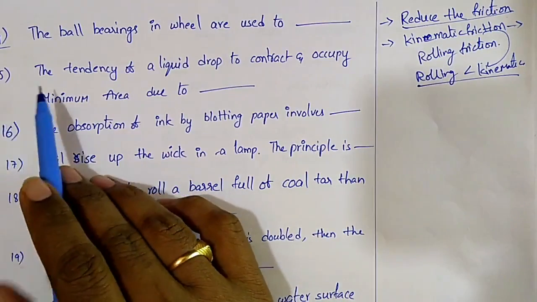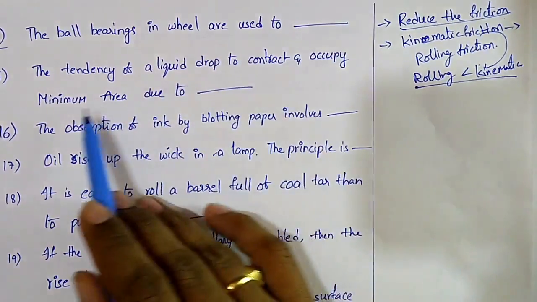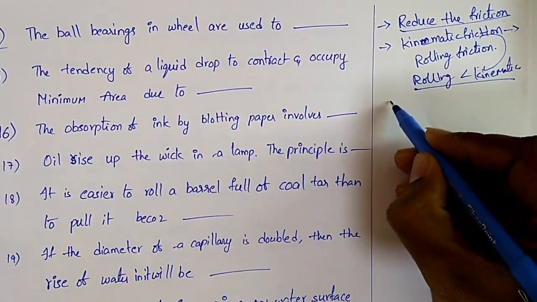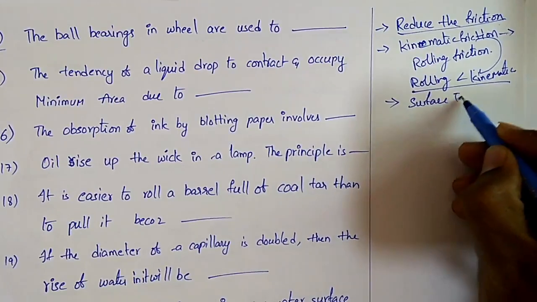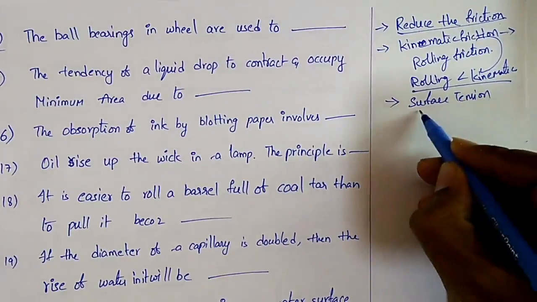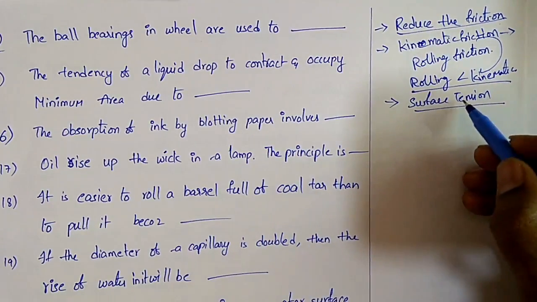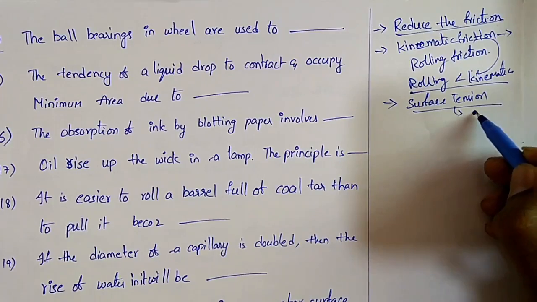And the next, 15th question, the tendency of liquid drop to contract and occupy the minimum area is due to dash. It is nothing but the definition of surface tension. That is, the liquid drops or the liquid has the tendency to occupy the minimum area.